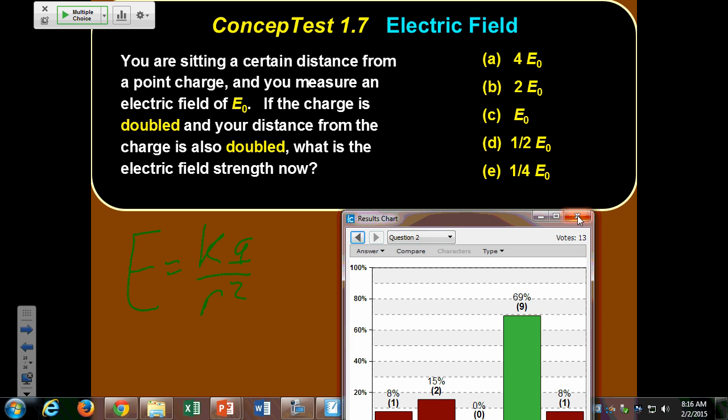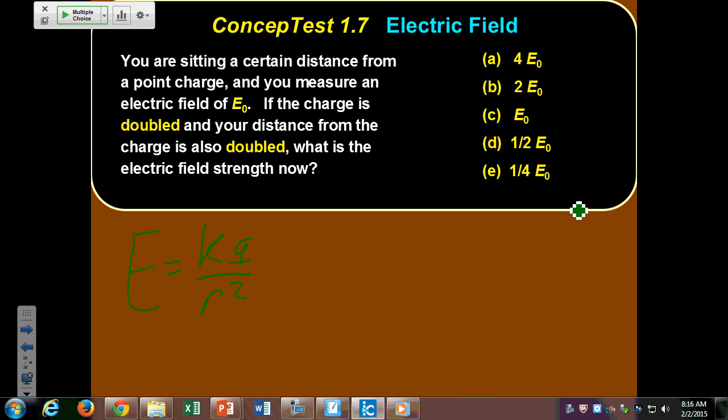All right, D is right. If I double Q, I get a factor of 2 in the numerator. If I double R, I get a factor of 4 in the denominator. So 2 over 4 is a half of what the electric field was before. So I have that linear and that inverse square relationship.